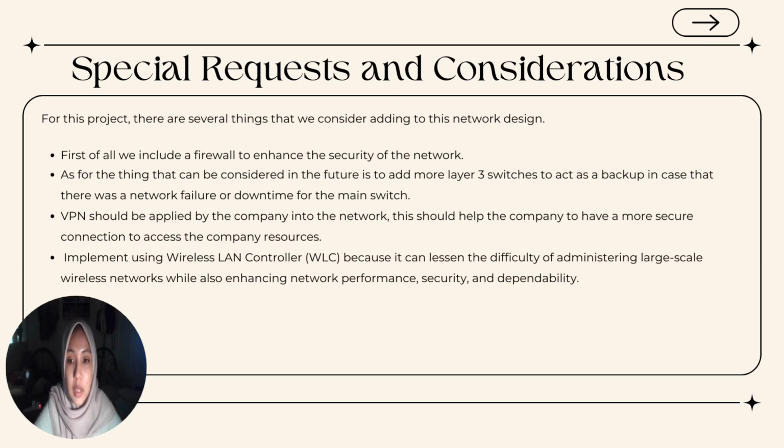And then, a VPN should be applied by the company to the network. This will help the company have a more secure connection to access company resources. And lastly, implement the wireless LAN controller (WLC) because it can lessen the difficulty of administering a large-scale wireless network while also enhancing network performance, security, and dependability.